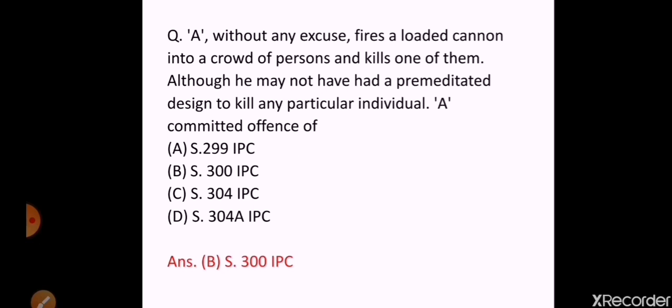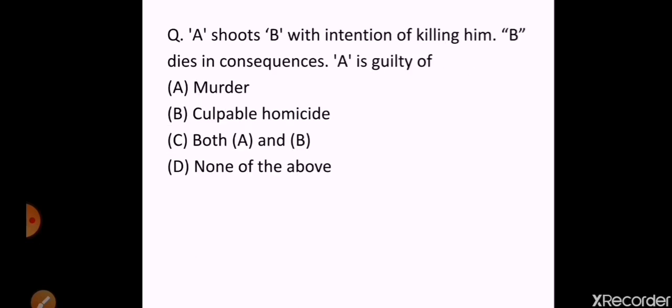So the next question is: A shoots B with the intention of killing him. B dies in consequence. A is guilty of? This is also again a direct question. A: murder. B: culpable homicide. C: both A and B. D: none of the above. These questions are in the revising form of questions.